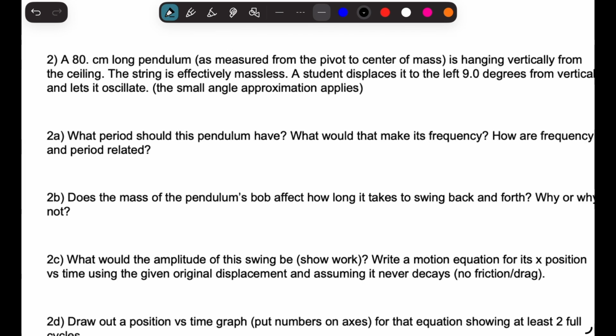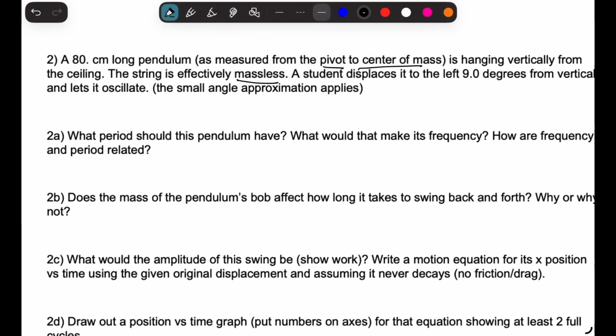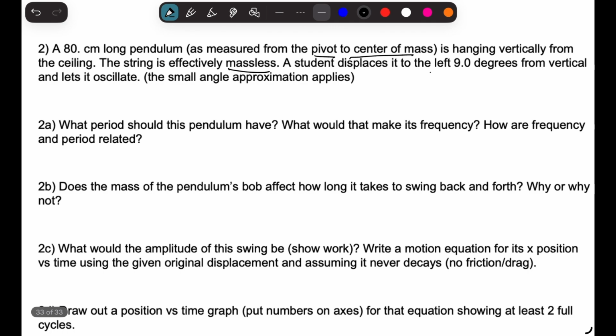An 80 centimeter long pendulum, as measured from the pivot to the center of mass, is hanging vertically from the ceiling. The string is effectively massless. A student displaces it to the left 9 degrees from the vertical and lets it oscillate. The small angle approximation applies. That's because our angle is 9 degrees and it's under 15, so we can assume that it's small enough.